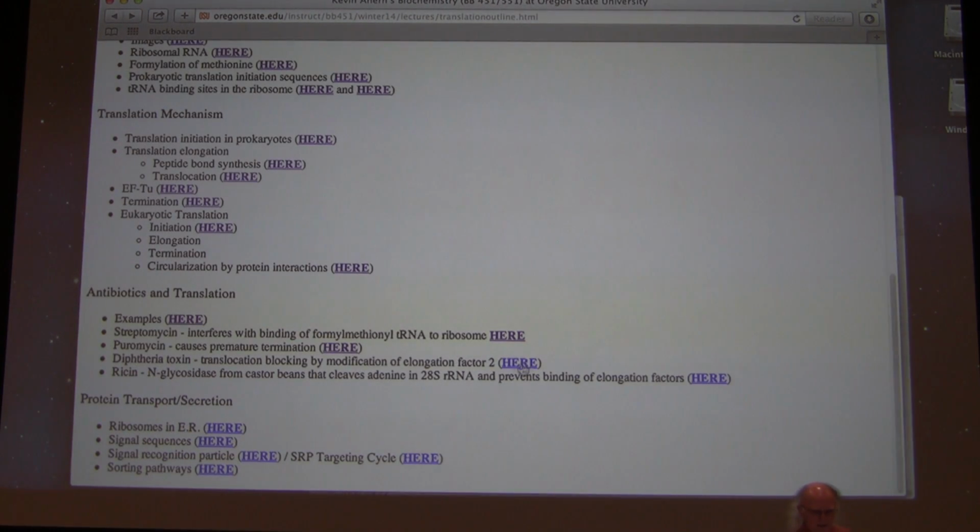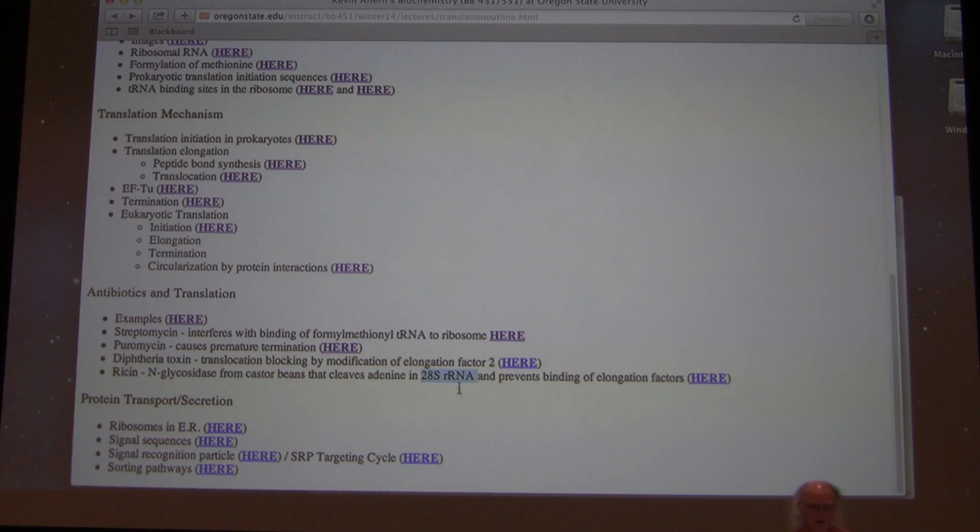And let's see. Ricin is one that's in the news. It's a bioterrorism weapon. It cleaves adenine from the 28S ribosomal RNA. 28S ribosomal RNA is in eukaryotic cells. It's the equivalent of the 23S ribosomal RNA in prokaryotic cells. And it prevents the binding of elongation factors. So if you prevent binding of elongation factors, you're going to stop the process of elongation.